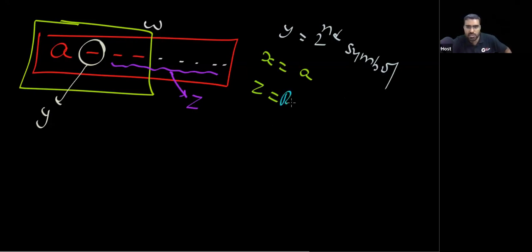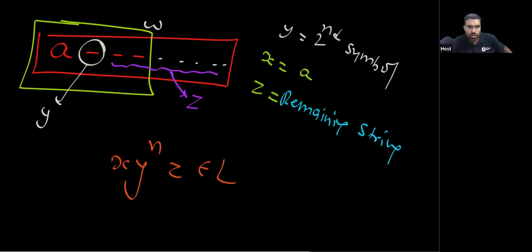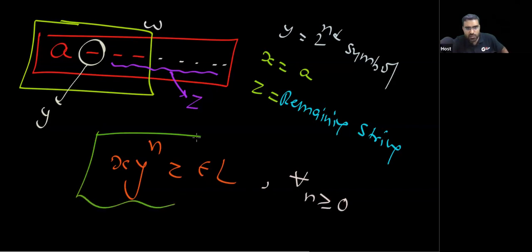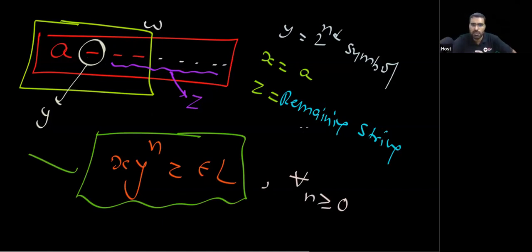Now you can notice this remaining string. Can you guarantee that x y power n z will belong to L, whatever n you take, for all n greater than or equal to 0? Yes, this will definitely happen. This second symbol you can repeat any number of times and this will work. So that's it.